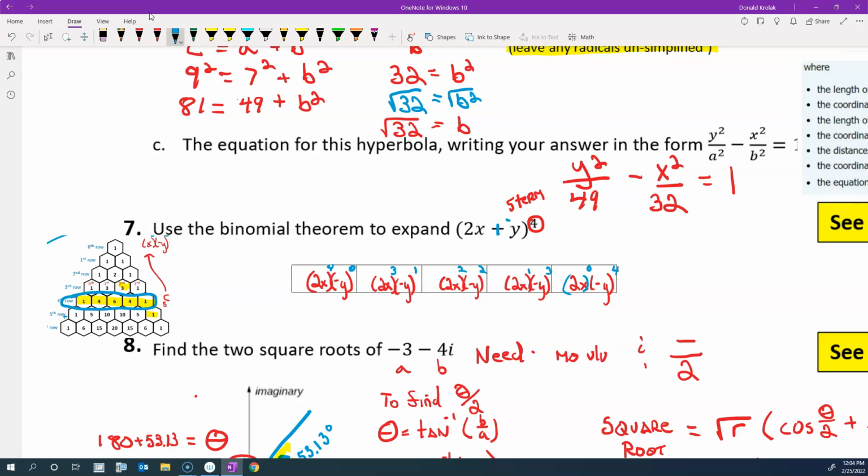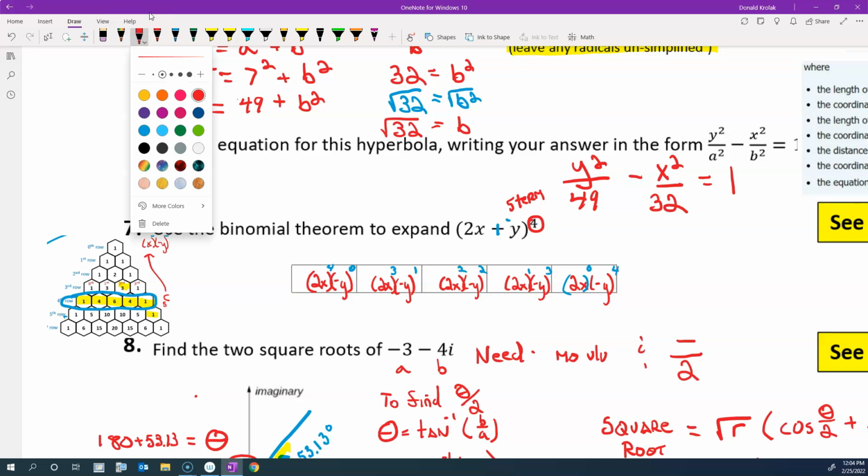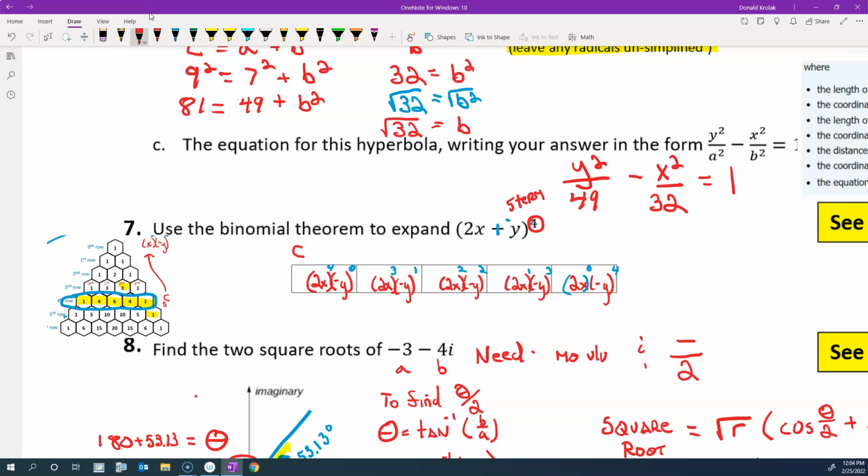row of Pascal's triangle. So the first one is the combination of 4 choose 0, which is 1. This one is 4 choose 1, which is 4. 4 choose 2, 6. Okay, 4 choose 3, 4, and then 4 choose 4, 1. And now we've got to simplify it all.